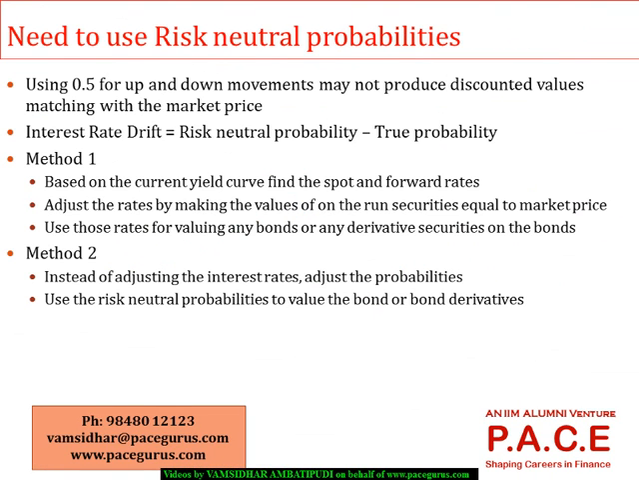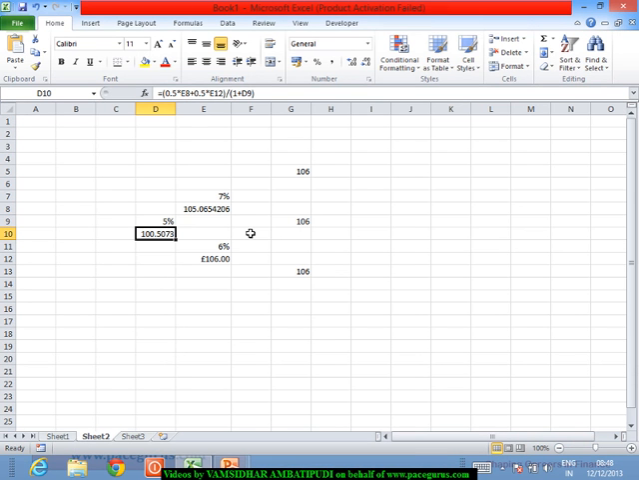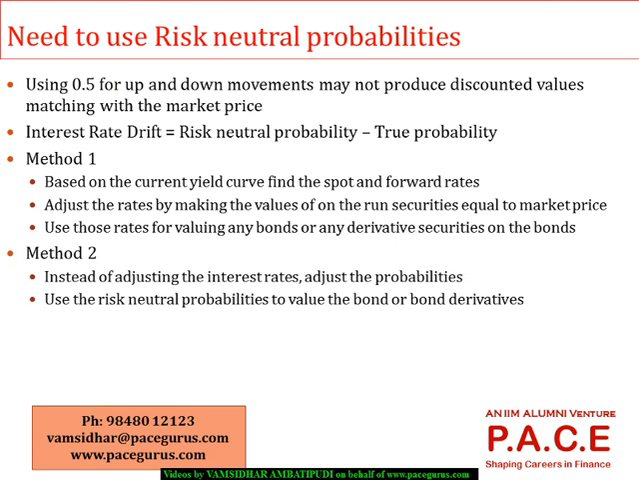So now in this example, we have gone ahead saying that the upward movement as well as the downward movement, both of them are 50% itself. We have taken that the up movement or down movement, both of them are 0.5. Which means there is a 50% chance that the interest rates will go up or a 50% chance that the interest rates will go down. But in reality, that may not be the case.